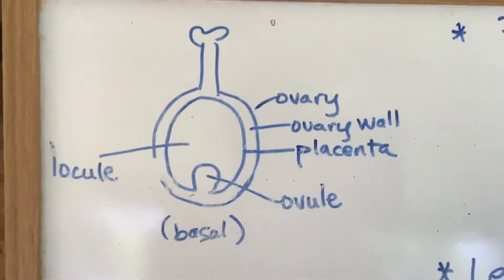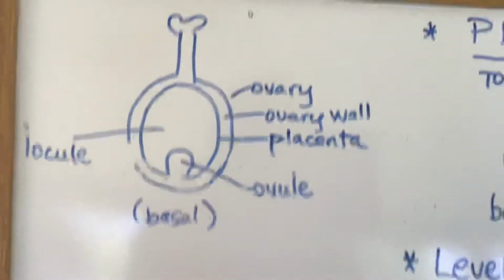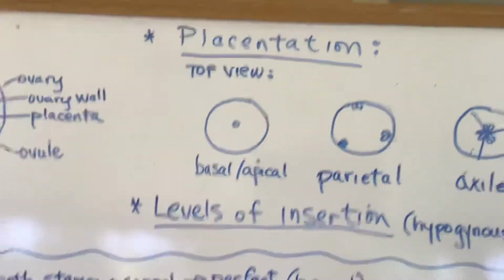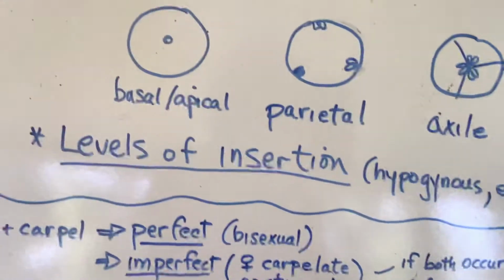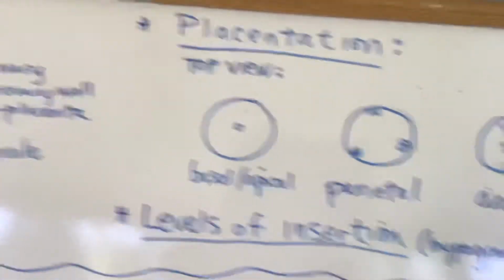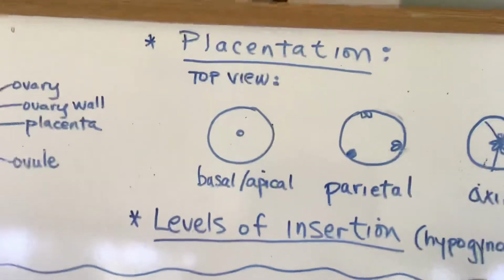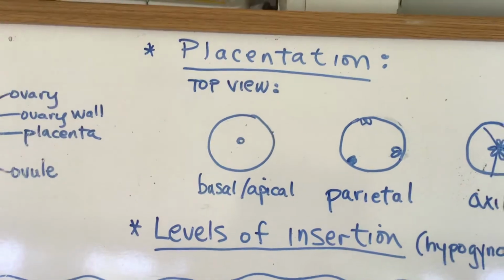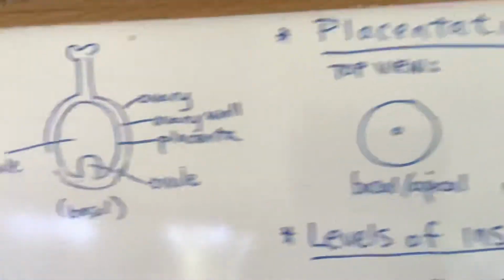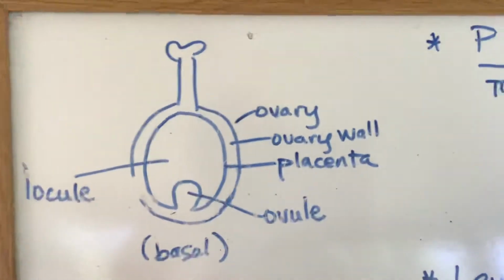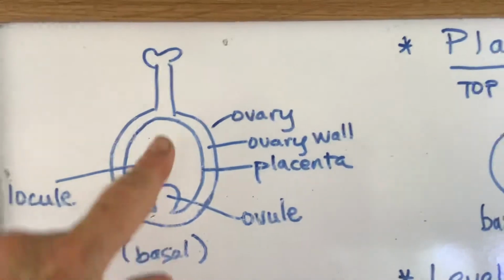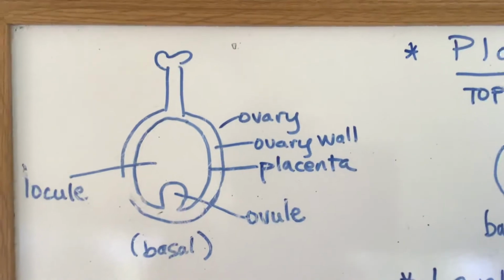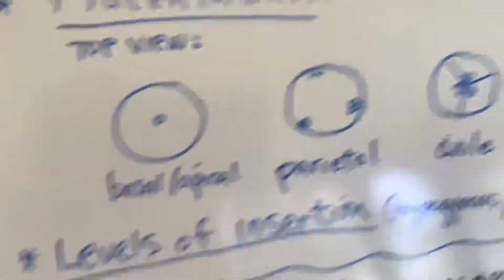All right, so there are things that are called placentation. Let's go over what these things are. Let's look at the first one. These are top views. The first one is the basal or apical. That means that you have one ovule, and in this case, this would be a basal one. Or if it was apical, it would be attached to the top or somewhere near the top. So that's where the ovule would attach.